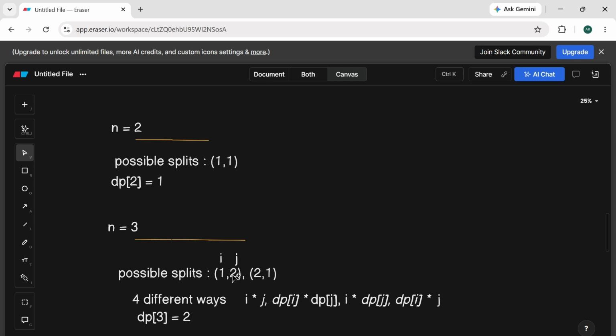Now one way is to multiply 1 with 2, because they already told you need at least one split and we have done one split. So I'll multiply 1 with 2. My one answer is 2. So I'll write it over here: 1 into 2.